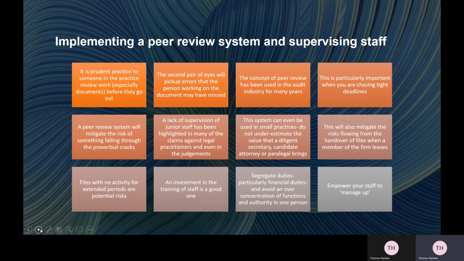Segregation of duties is important. You cannot have one person in the financial area of your practice who can requisition a payment, authorize it, and then make the actual payment.